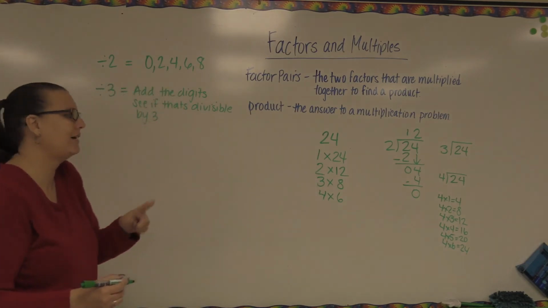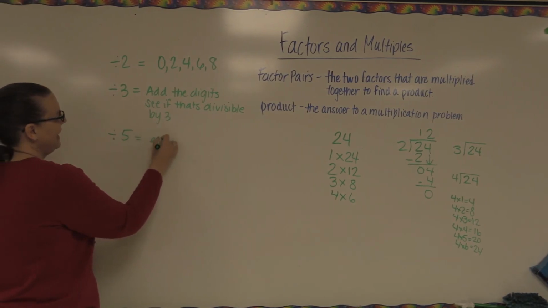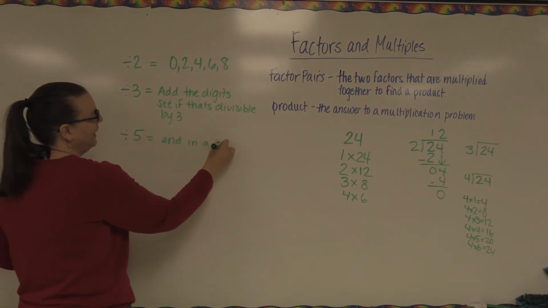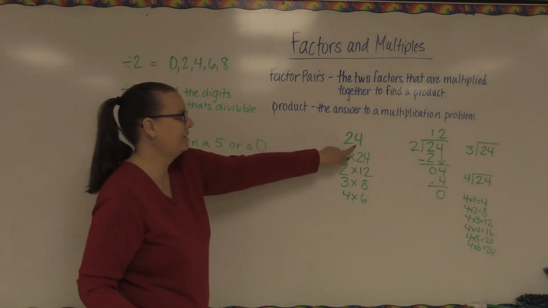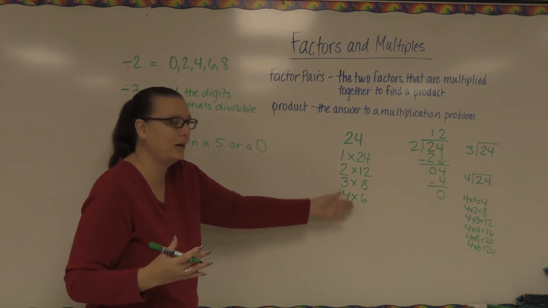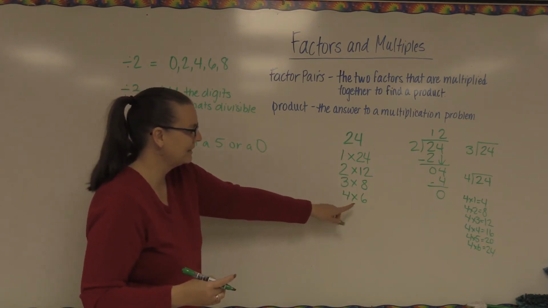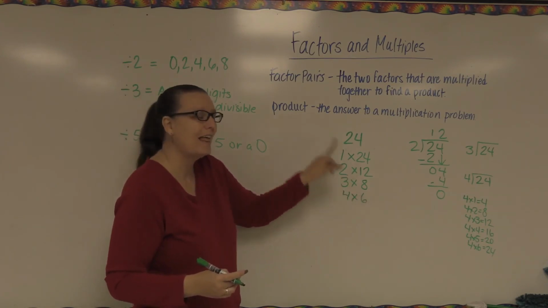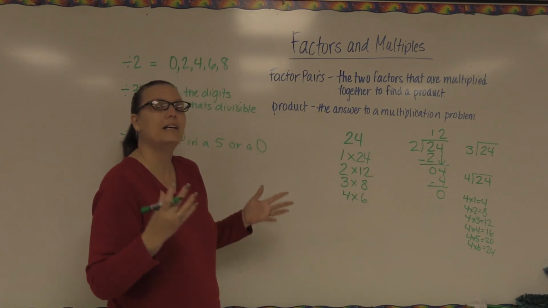Now, if I'm going to keep going along with this strategy, I could try a 5. Here's a trick for 5's. In order for something to be divisible by 5, it has to end in a 5 or a 0. Now, does our number end in a 5 or a 0? No. So we know it's not going to be one of the factor pairs for 24. The next number on our list would be 6, and we've already found that factor. That means we have found all the factors for 24.